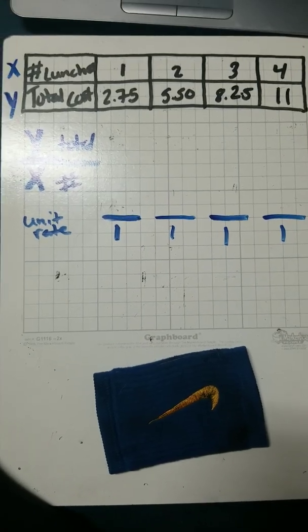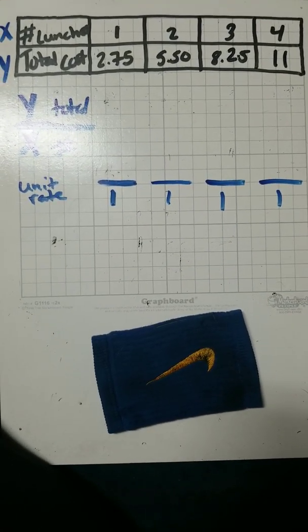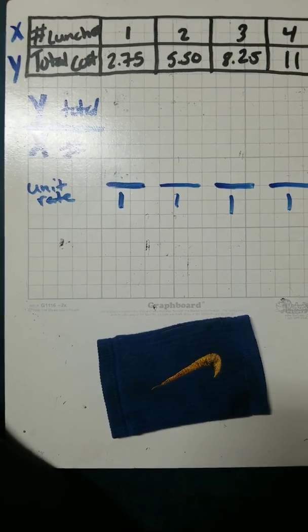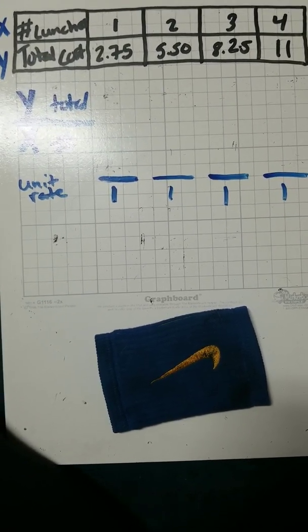We're going to talk about proportional and non-proportional relationships. So a relationship is proportional if it has a constant rate of change. If it does not have a constant rate of change, then it is non-proportional.